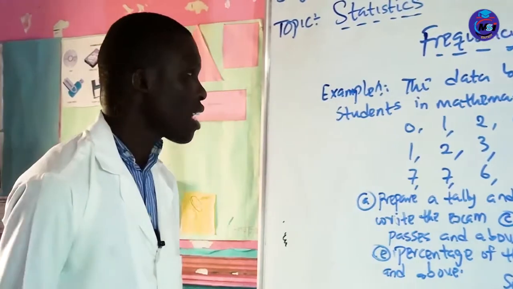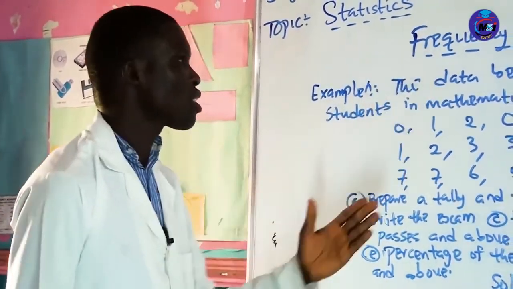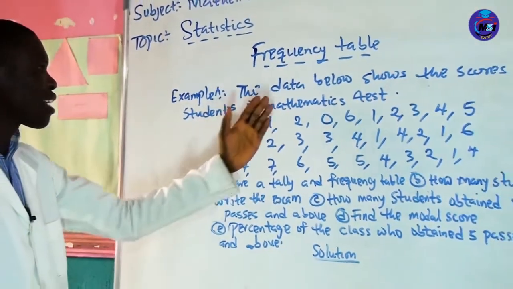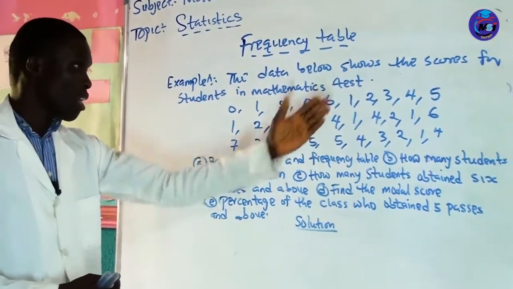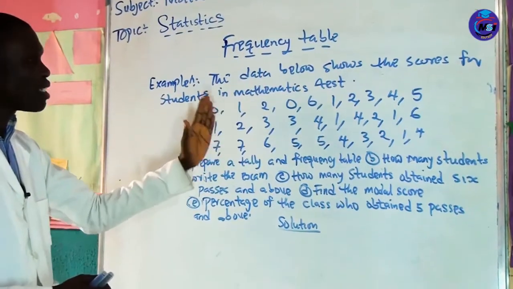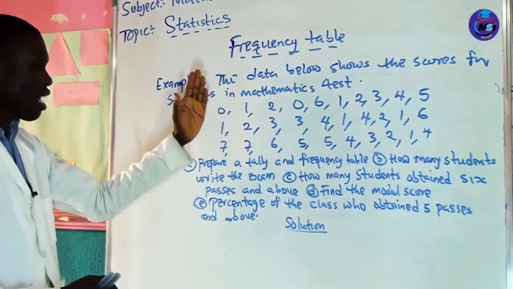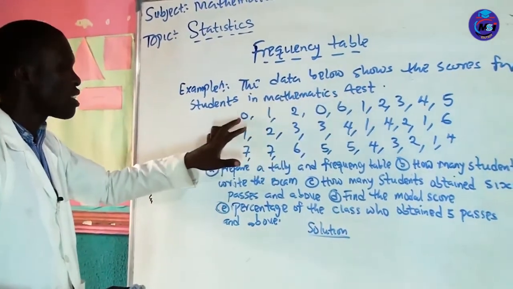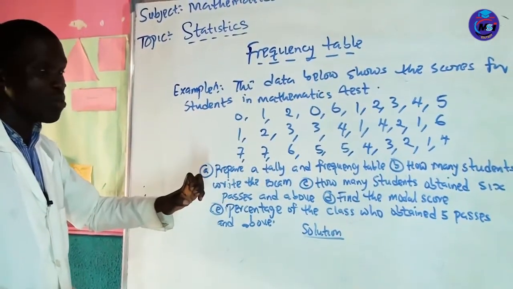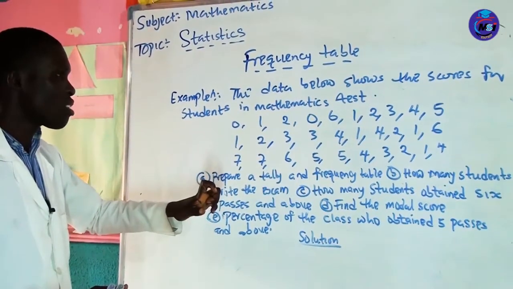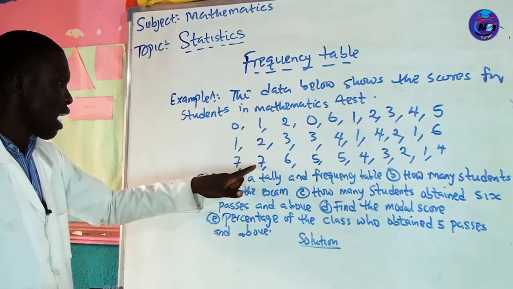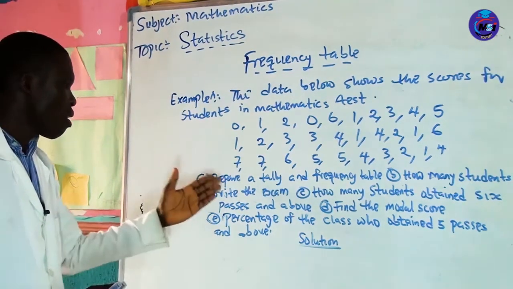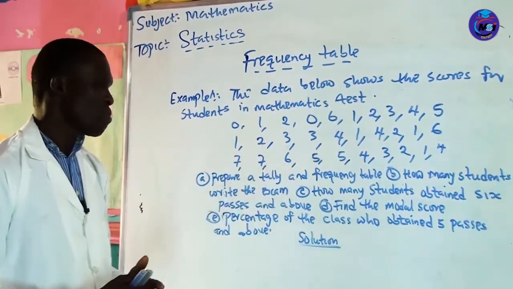Okay, class, let's look at this example, frequency table. Example, the data below shows the scores for students in mathematics test. We have these data, and this is giving us the scores. 0, which is the least. Then let's look at the highest score, which is 7. So what are we going to do? A, prepare a tally and frequency table.